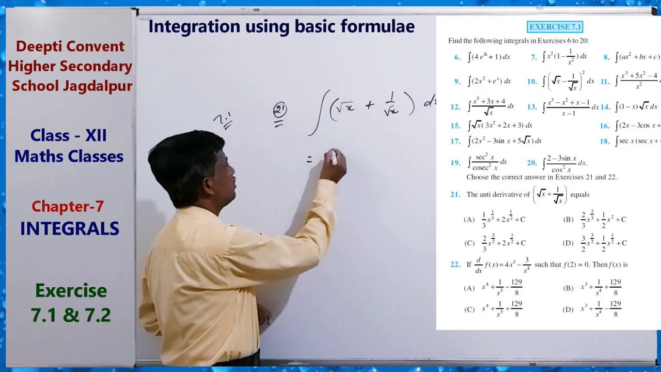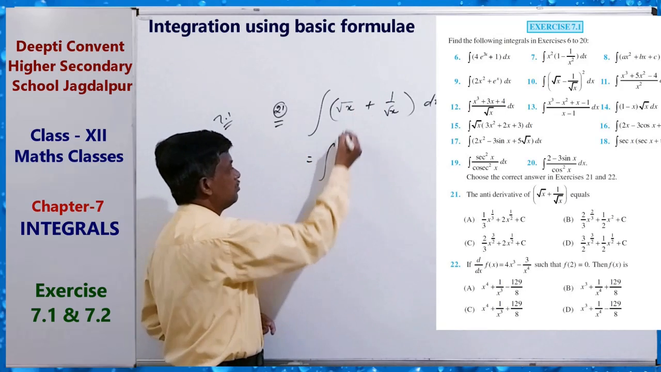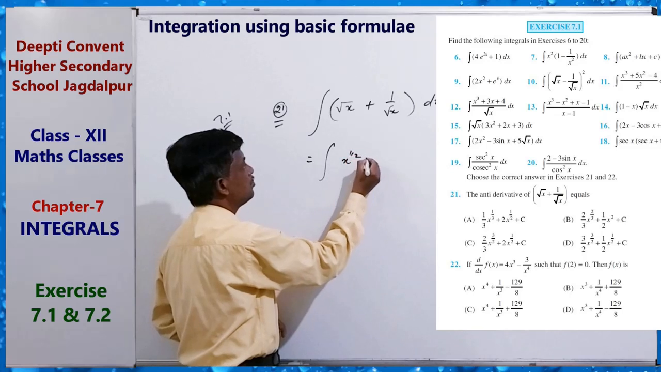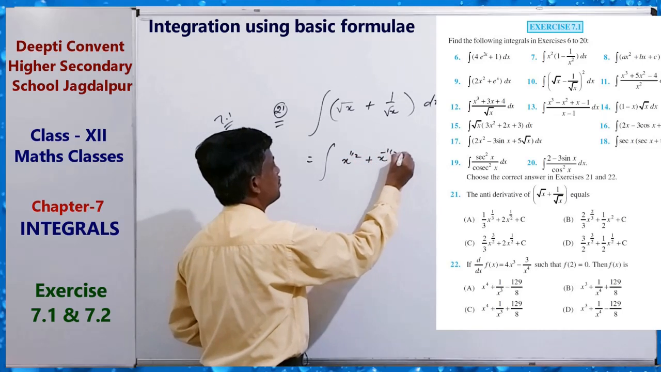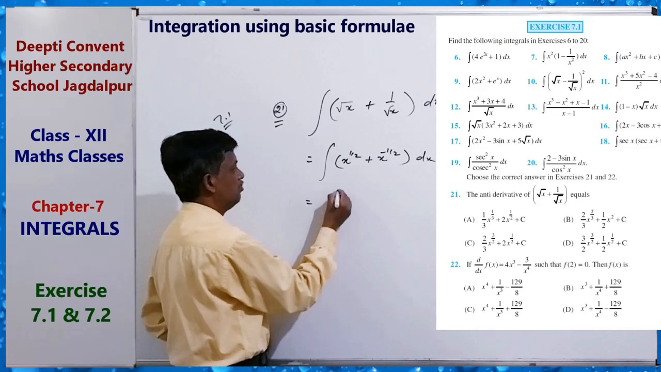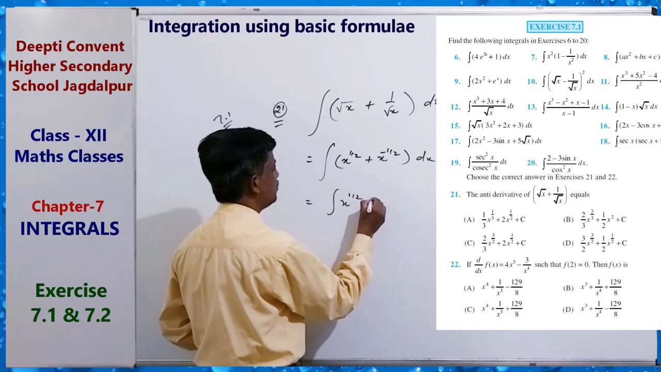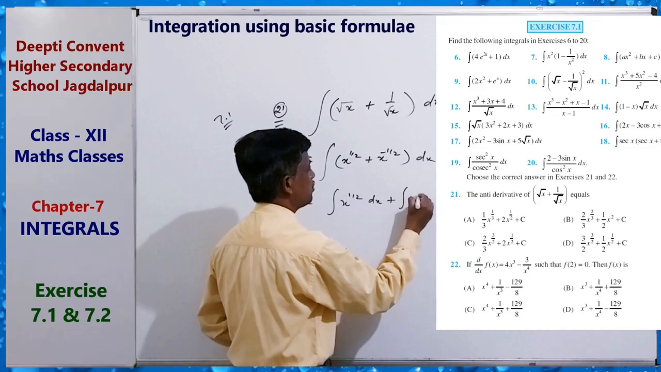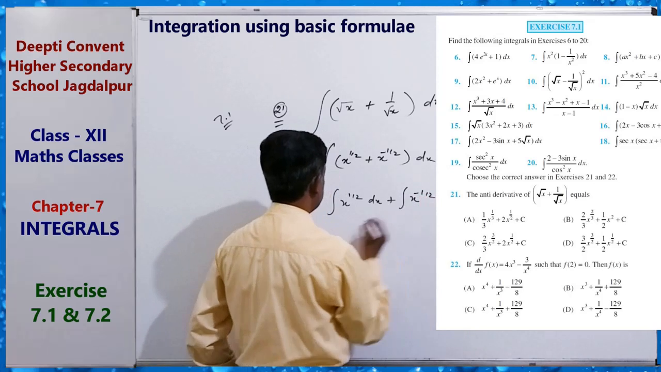Integral is very simple. What? The integral of 2 times (x to the power 1 by 2 plus x to the power minus 1 by 2) dx. We can solve it. How? Integral of x to the power 1 by 2 dx plus integral of x to the power minus 1 by 2 dx. So it can be solved.